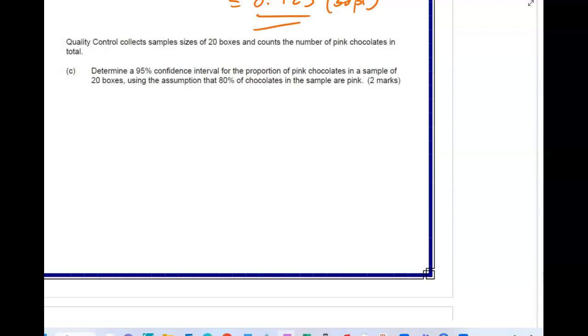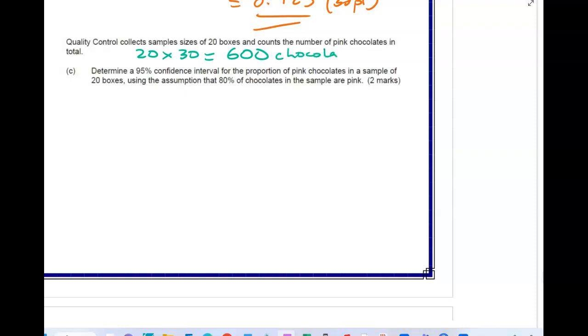All right, now we're starting to talk proportions and confidence intervals and so forth. Sample sizes of 20 boxes. So suddenly we've got 20 boxes. How many chocolates have we got? Each box has 30 chocolates in it. So we've got 600 chocolates now in the sample.